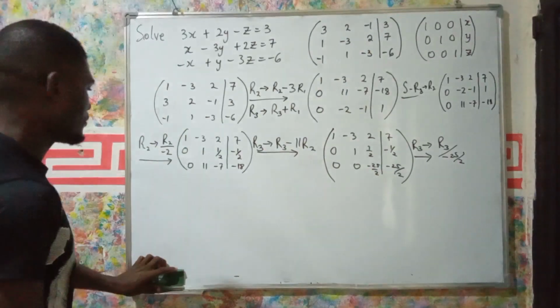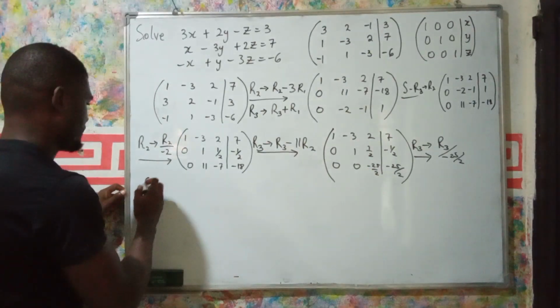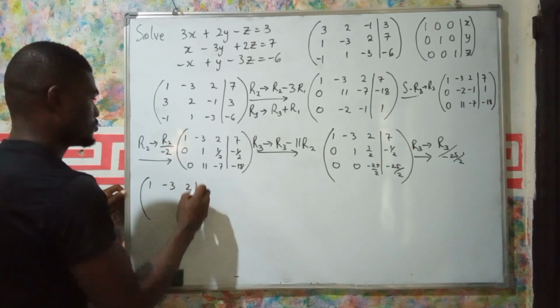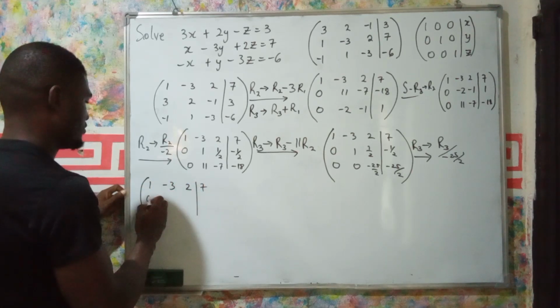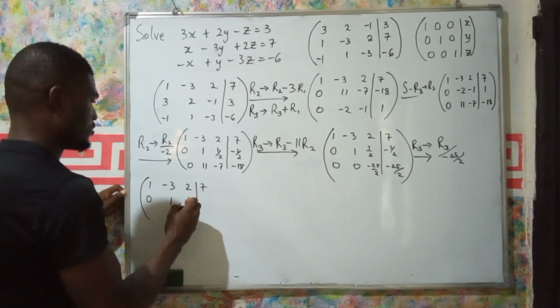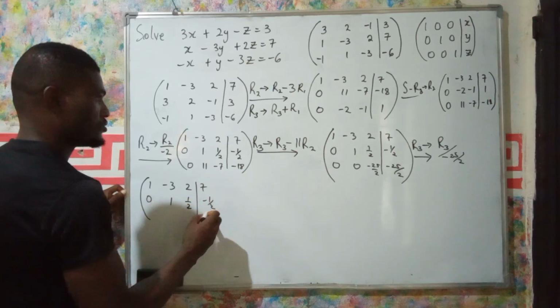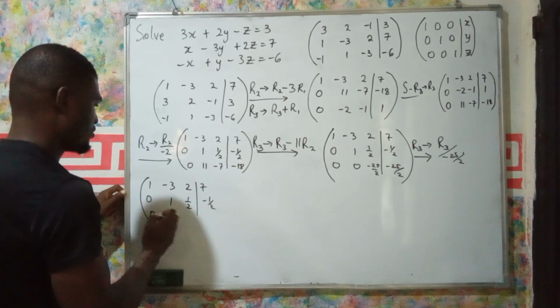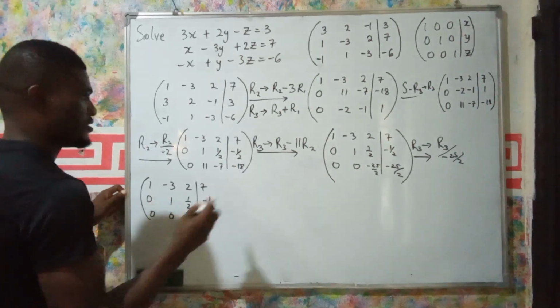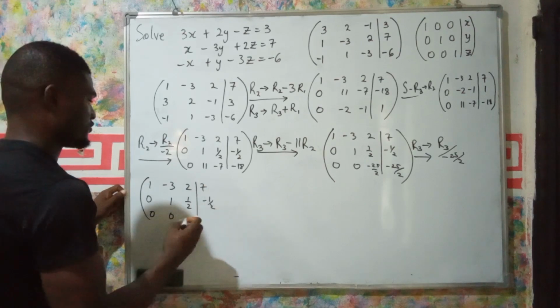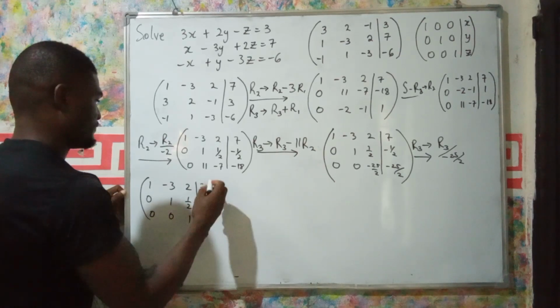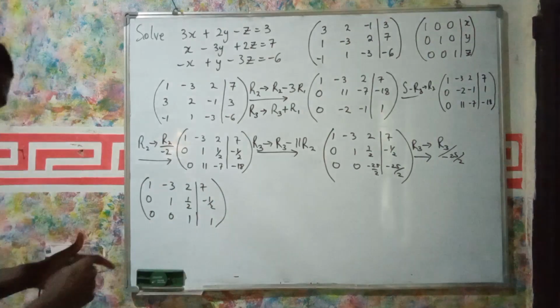Alright, so what we're going to have would be row 1 is still 1, minus 3, 2 results in 7. Row 2 is 0, 1, 1 over 2, negative 1 over 2. And then row 3 is 0, 0. When you divide negative 25 over 2 by negative 25 over 2, we have 1. Divide that by that, we also have 1. So we have this now.